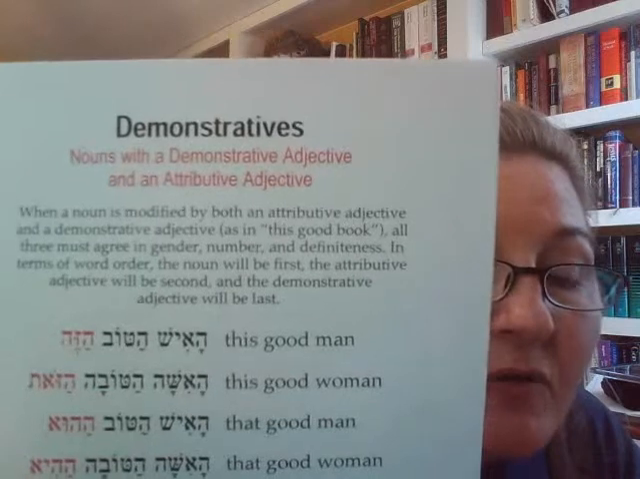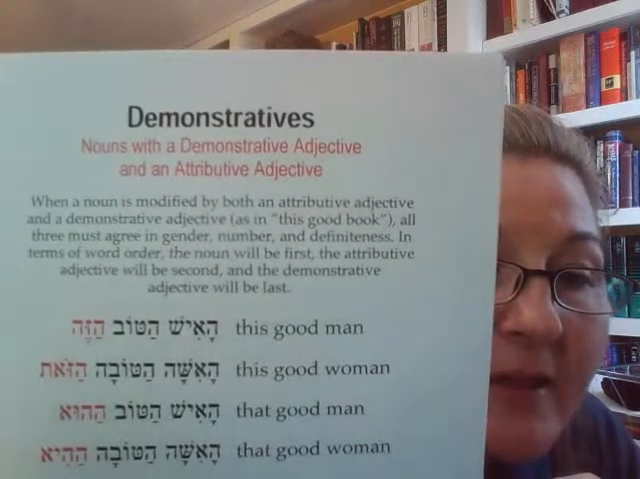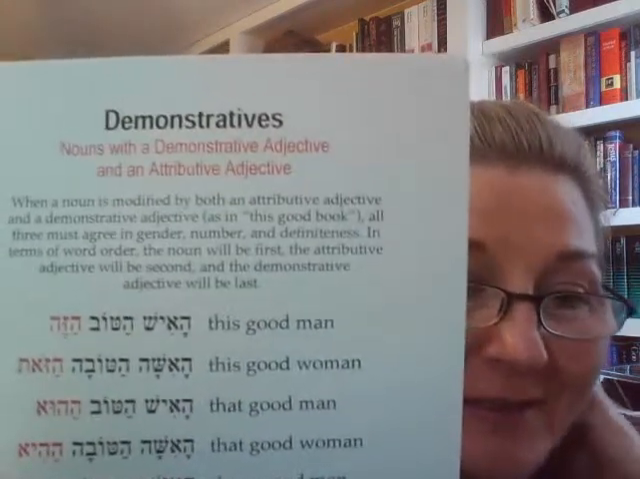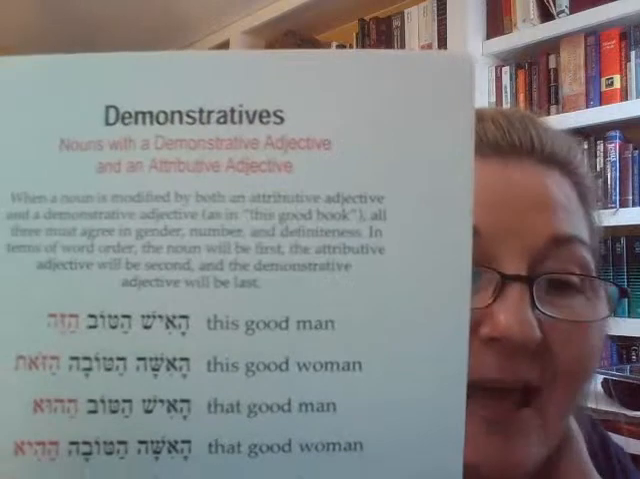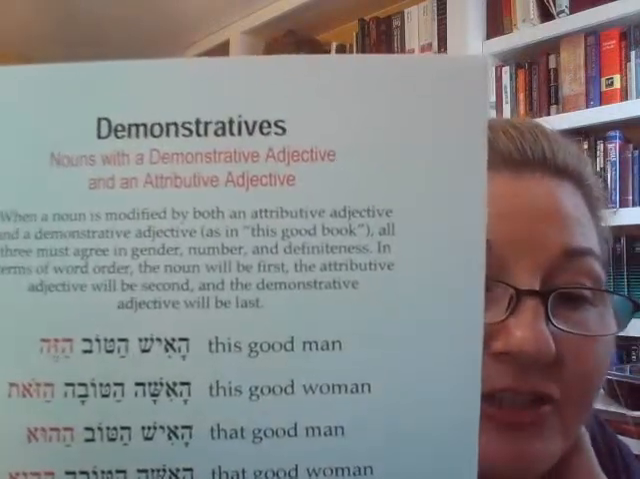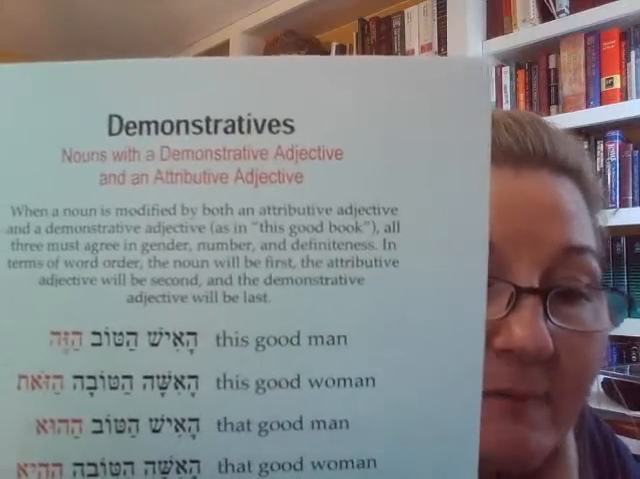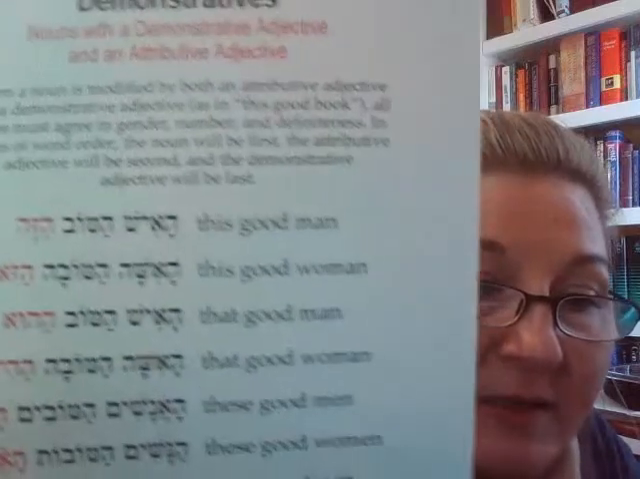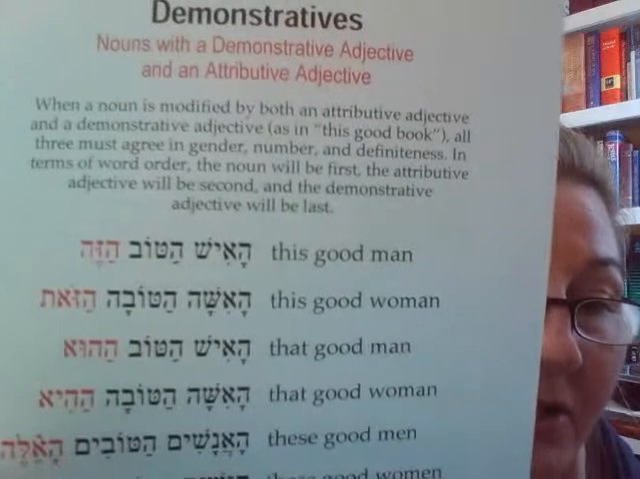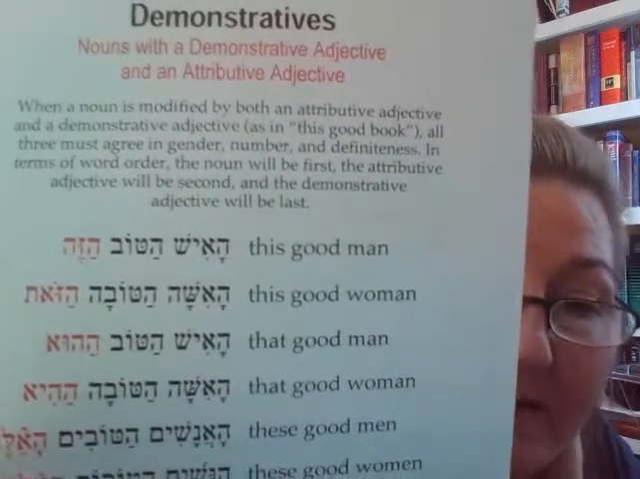Ha'ish, hatov, hazeh. Literally translated, the man, the good, the this. Now, that of course would not be a good English equivalent. So we're going to have to work with syntax. Ha'ish, hatov, hazeh. This good man. Let's look at the next one. Ha'isha, hatovah, hazot. This good woman is how we would correctly translate this.